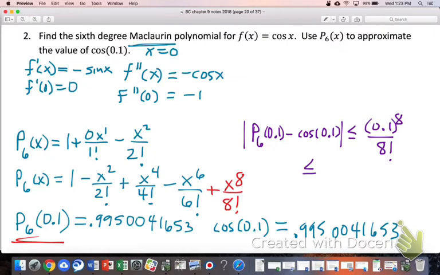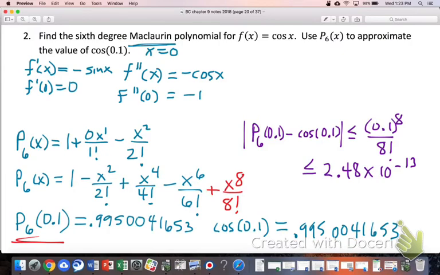Anybody got it? 2.48 times 10 to the negative 13. That is a small number, right? 10 to the negative 13. So we're obviously really close to our centering value of 0 when we think about the 0.1 that we used.